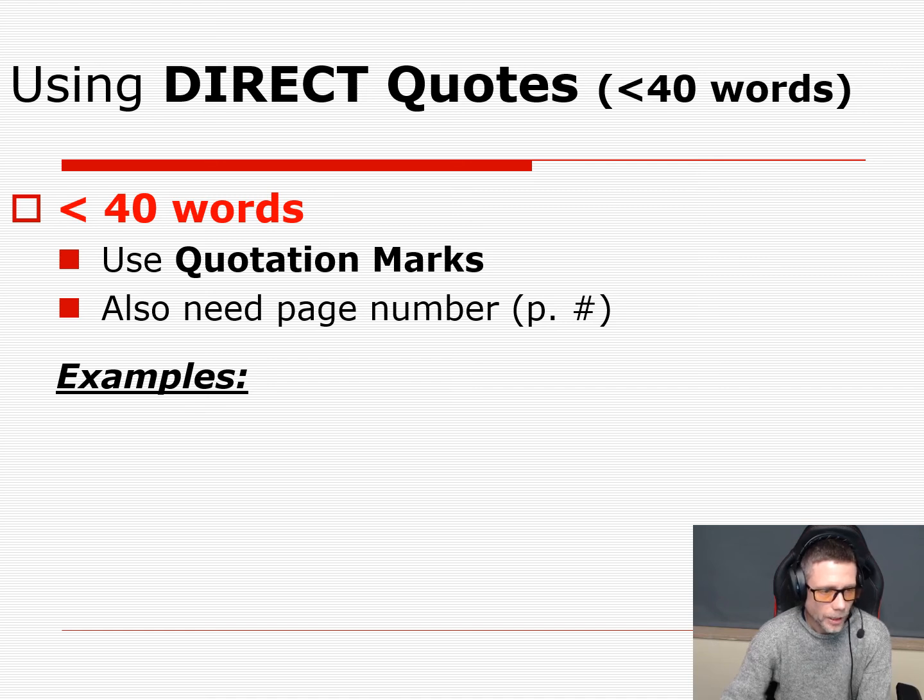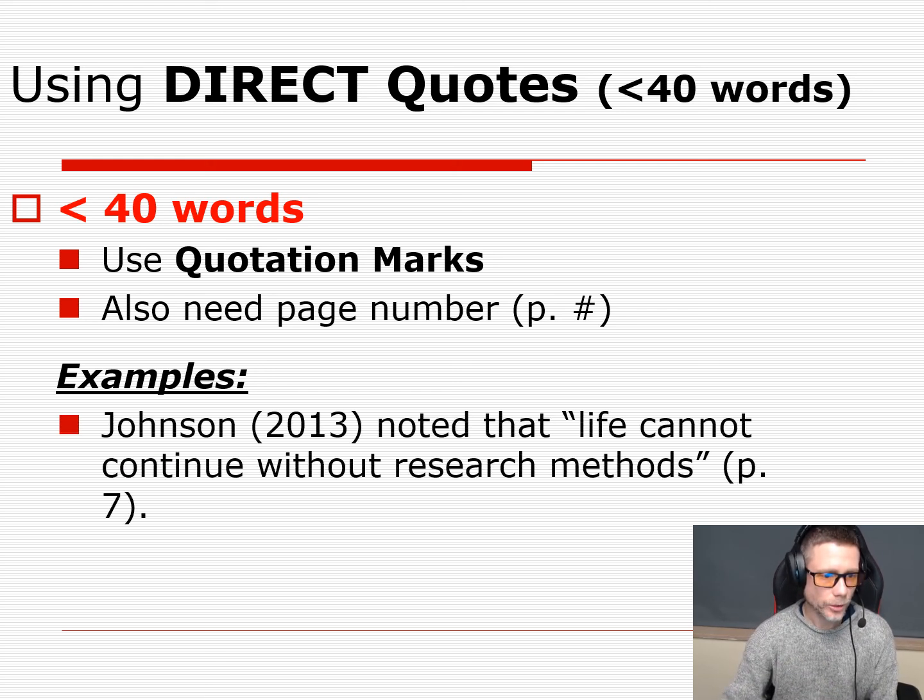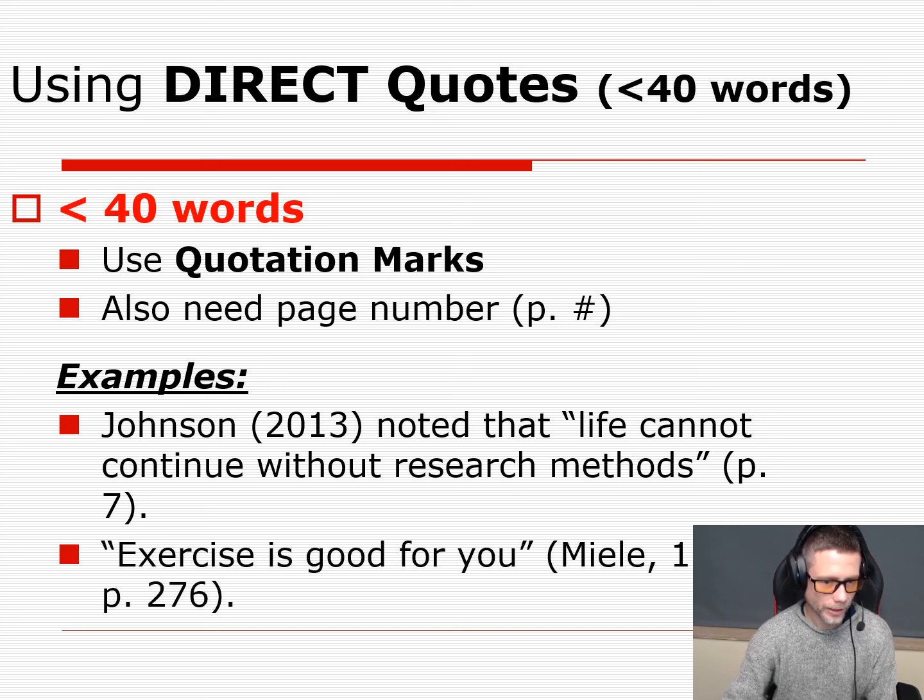So if you use direct quotes and they are less than 40 words, anytime, no matter what, you need to have a page number, okay? You use quotation marks, and then afterward you put P for page, period, and then the page number, okay? So that's one way to do it. Here's another example. My video is cut off here, but this is the first author's last name, the year of publication, page 276.